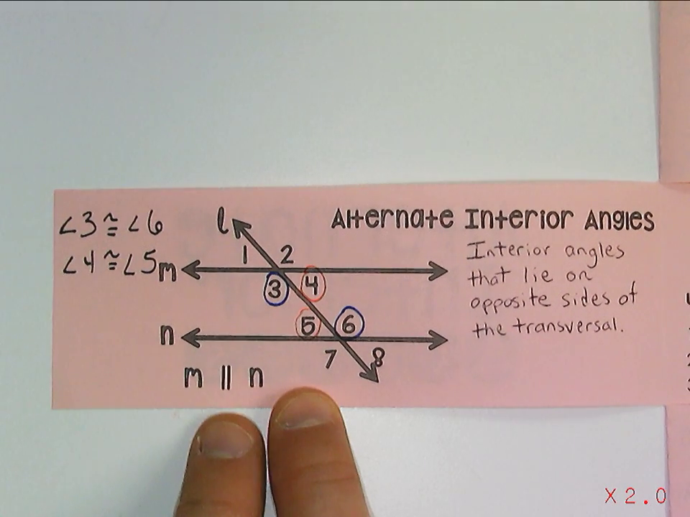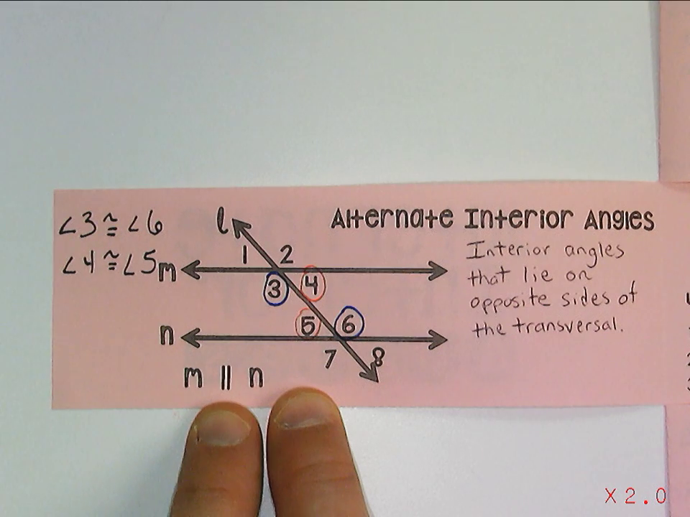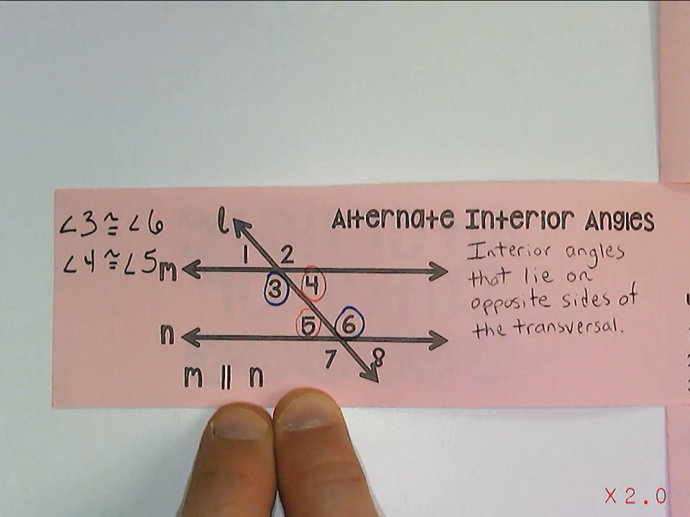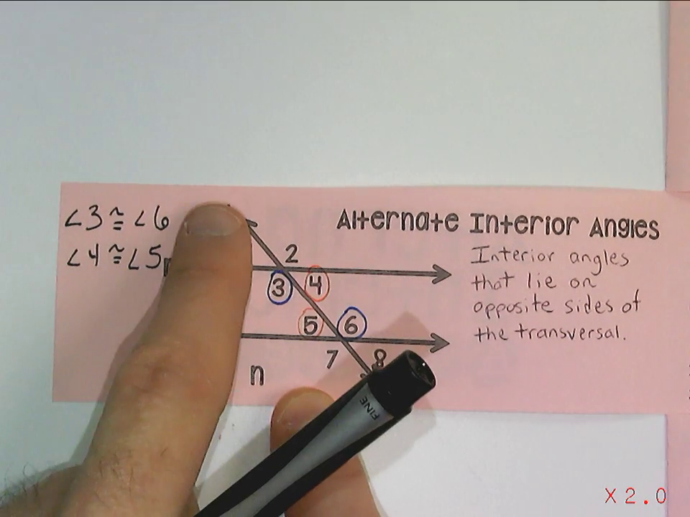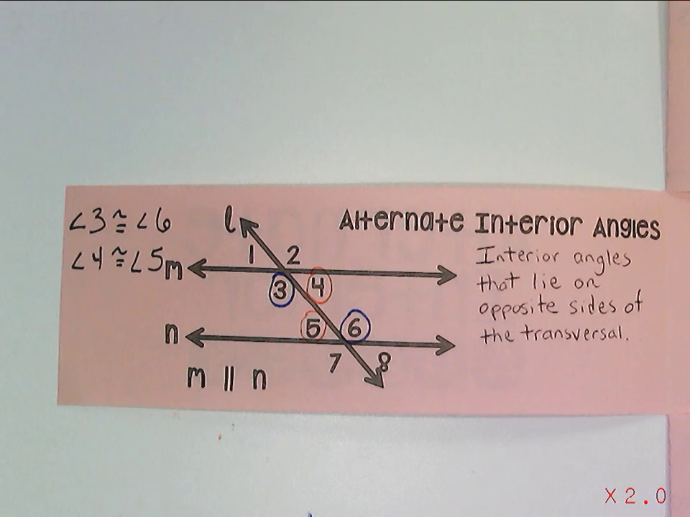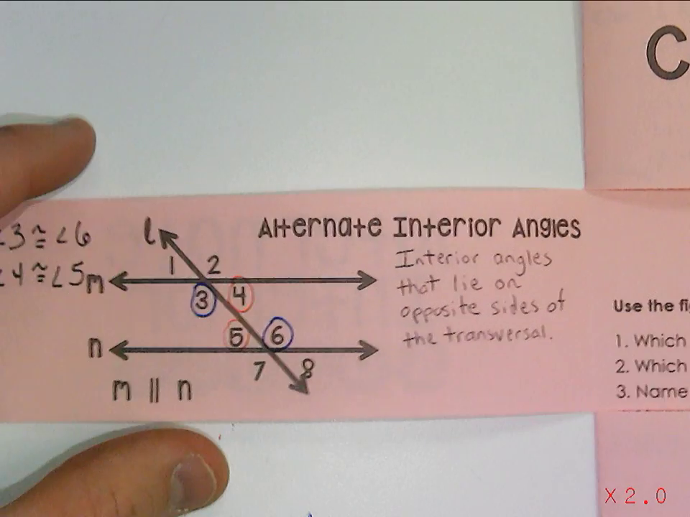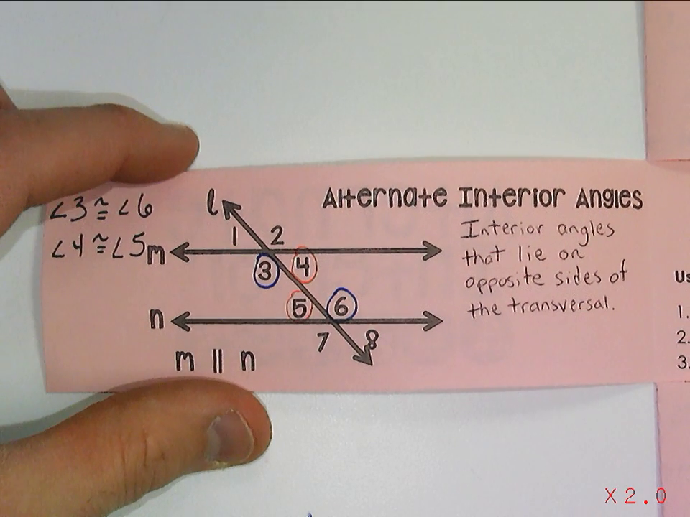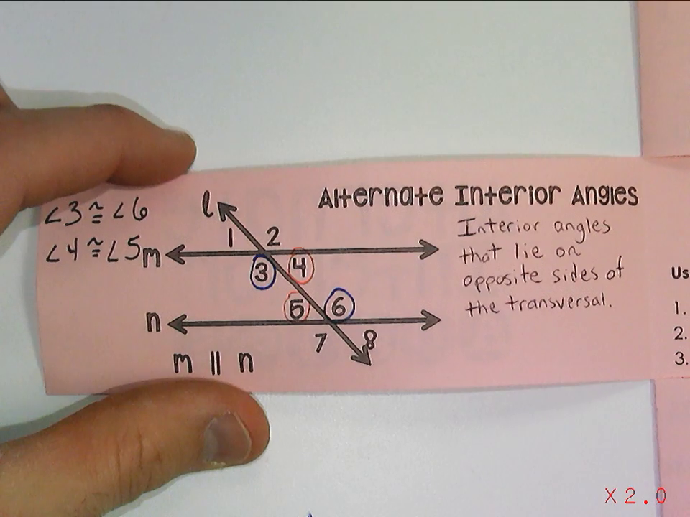This down here also, these 2 lines between the M and the N tell us that line M is parallel to line N. And then, like I said, if we ever have a line cutting 2 parallel lines, that's called a transversal, which I labeled up in corresponding angles. So this covers alternate interior angles. Again, those are interior angles that lie on opposite sides of the transversal.